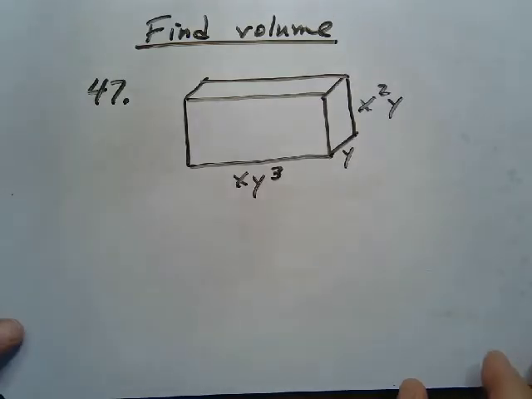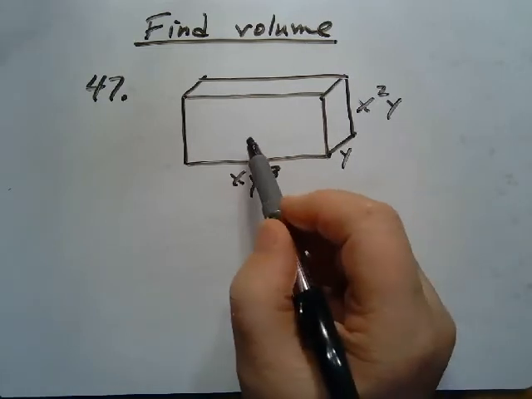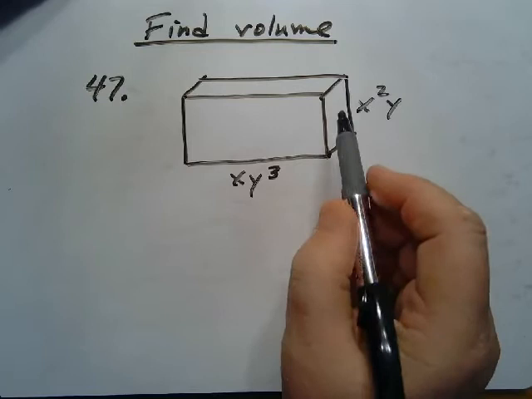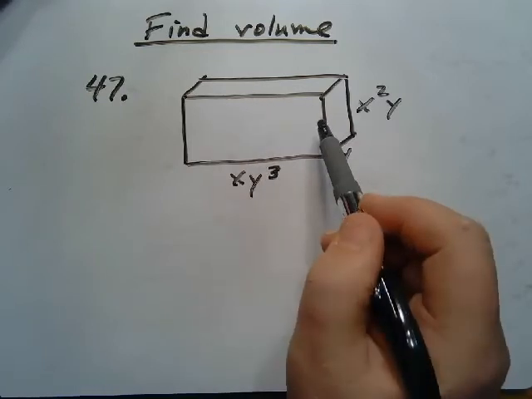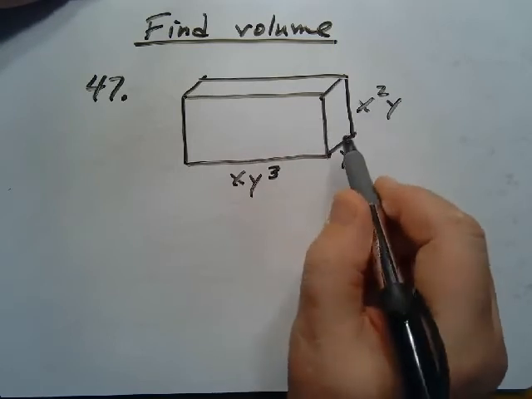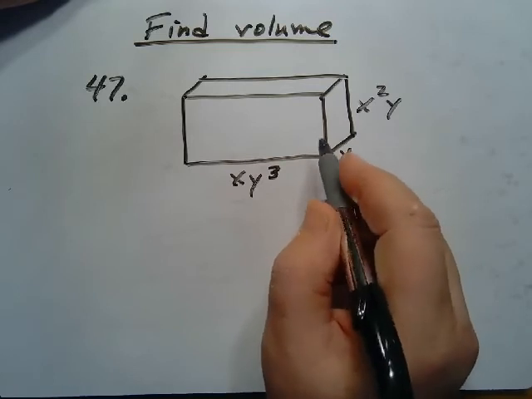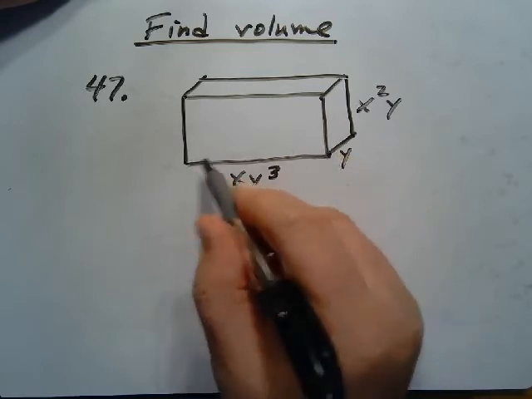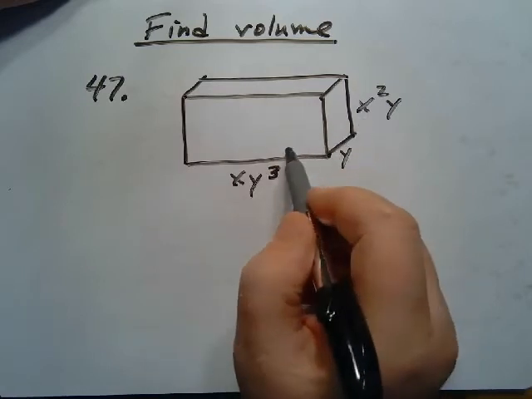All right, here's problem 47 where they asked us to find the volume. And of course the volume, you can tell from my picture here that this is a three-dimensional picture. We're going to find out how many cubic units are in here by finding the volume. So if you go to the back of your book and you look for a formula for this, this is what's called a rectangular prism. Rectangles, all the sides are rectangles, and it's a prism.